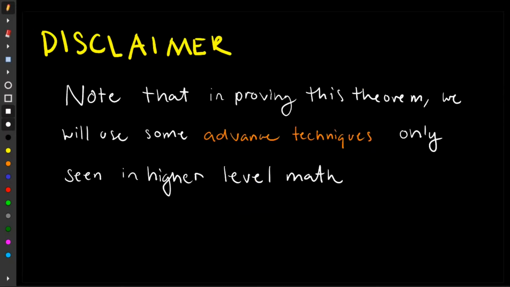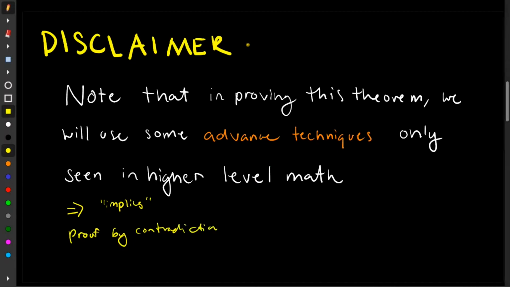Just a disclaimer: in proving this theorem, we will use some advanced techniques only seen in higher level math. We'll probably be using this symbol, which simply refers to implies. We'll also be using the idea of proof by contradiction, wherein we first assume the negative, or the contradiction, of what we want, then we show that that is impossible.